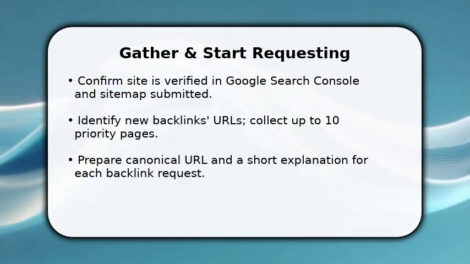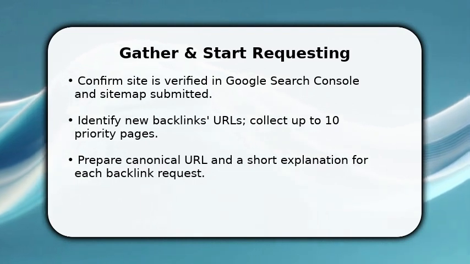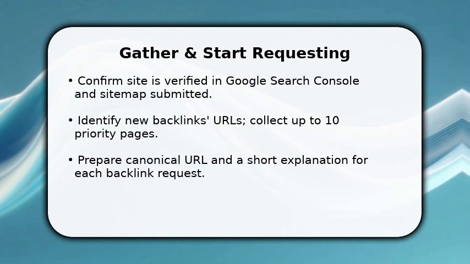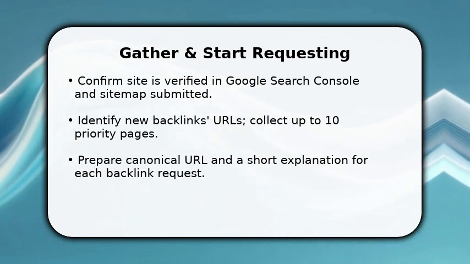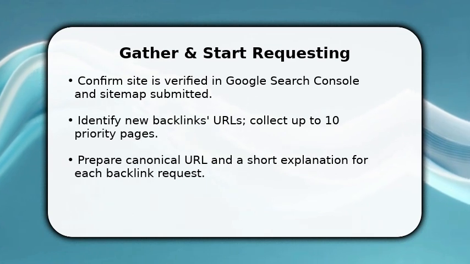You start by verifying prerequisites. Your site is in Google Search Console and sitemaps are current. Once done, collect the exact target URLs for the backlinks you want indexed and note their canonical versions.